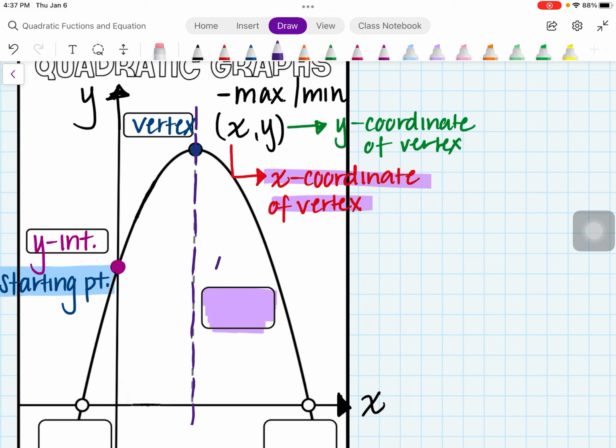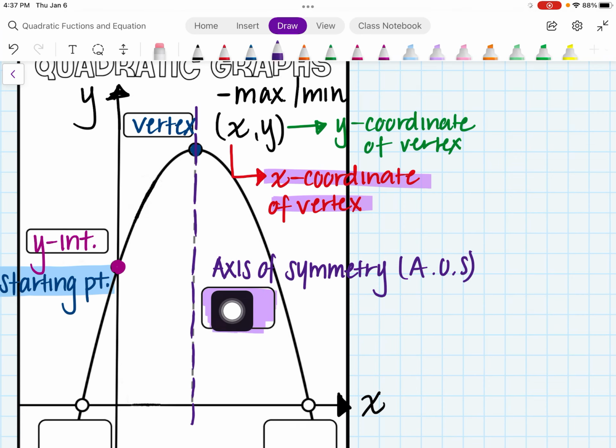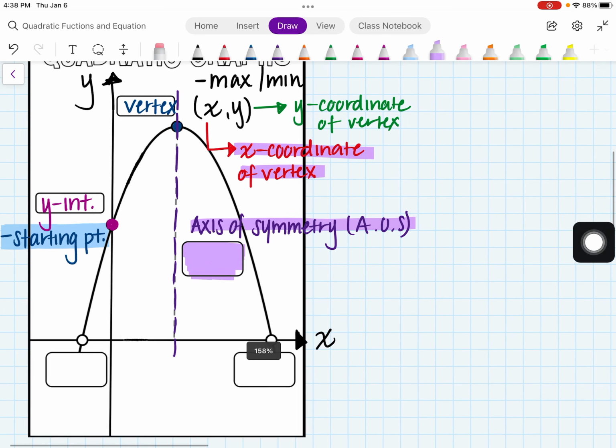And in this case, guys, I will be writing axis of symmetry. And once we get familiar with this term, I'll actually just be referring to it as AOS. All right, just abbreviating AOS, axis of symmetry. All right, and this axis of symmetry is always going to be the same value as the x-coordinate of the vertex. These two are exactly the same. So if you know the axis of symmetry, then you know the x-coordinate of the vertex, and vice versa.